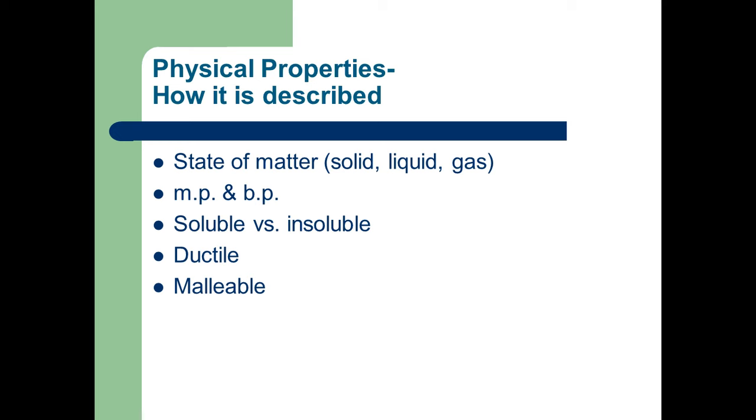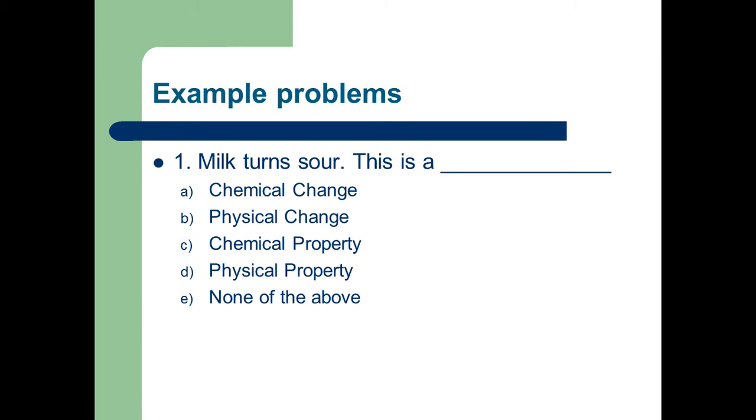But not all metals are. And then density is a physical property. So here are a couple example problems that I'm going to just kind of talk through so you get an idea of what types of problems you might see applying physical and chemical changes in properties.